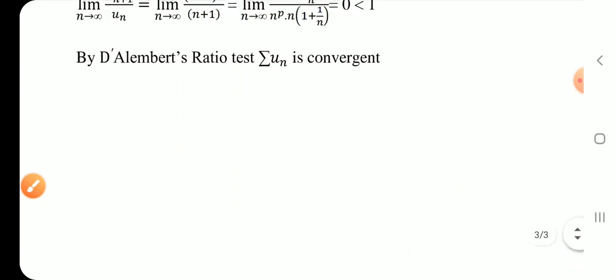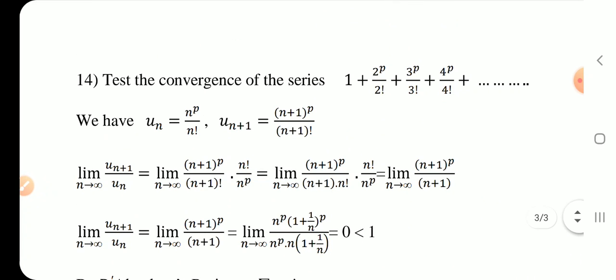So with this, we completed 14 problems in the D'Alembert's ratio test. I think it is more than enough to understand the concept. Work it down so that you will get a good practice in it. Thank you.